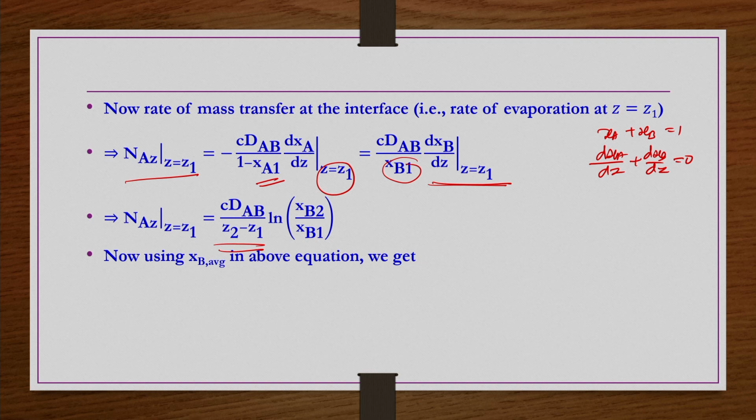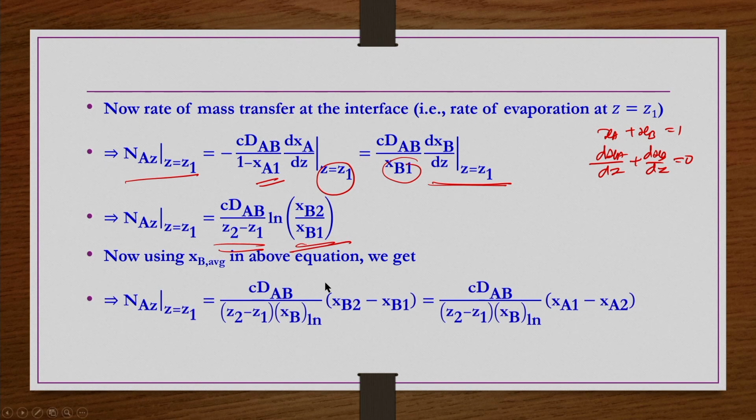Now, using xb average, we can use it in the above equation, because we already know what xb ln is. In place of ln(xb2/xb1) we can write (xb2 minus xb1) divided by xb ln. That is what we have written here. Now, this xb2 minus xb1, what can we write? xa1 minus xa2. Why have we written it in terms of xa1 minus xa2 in the final form? Because the concentrations xa1 and xa2 are given in the problem.